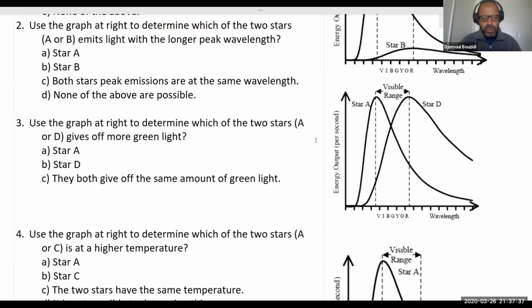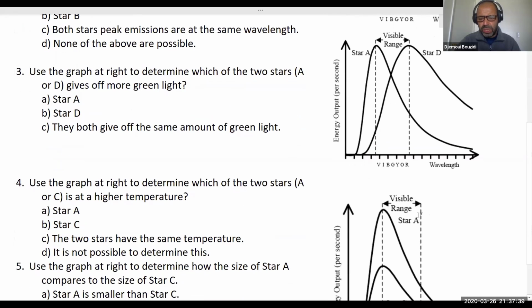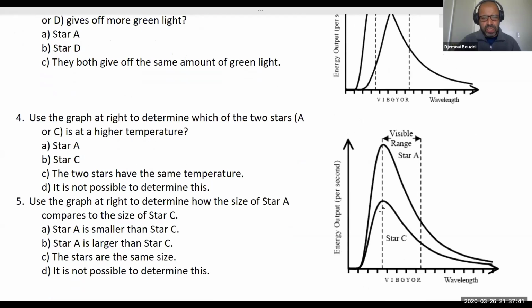Question four. Use the graph at the right to determine. Now, we're dealing with stars A and C. Question number four, basically: use the graph to determine which of the two stars, A or C, is at a higher temperature. Is it star A that has the higher temperature? Is it star C? Or the two stars have the same temperature? Or it is not possible to tell which one has more temperature than the other?